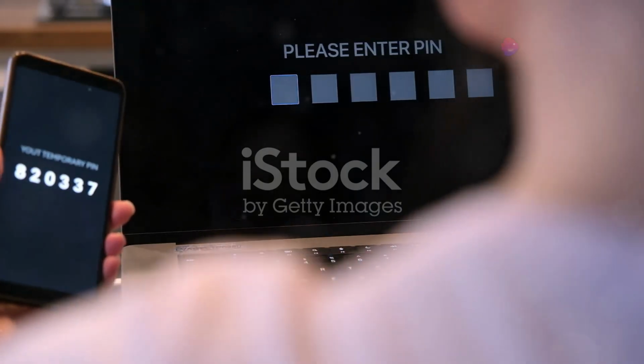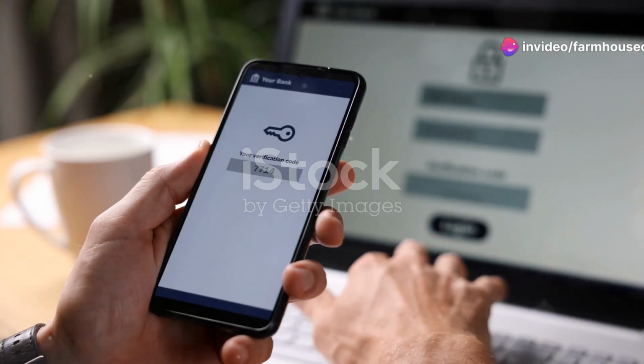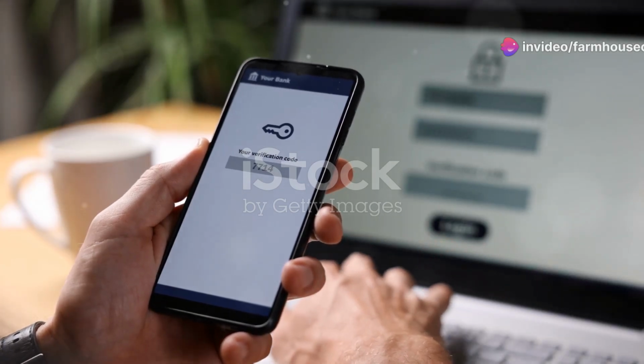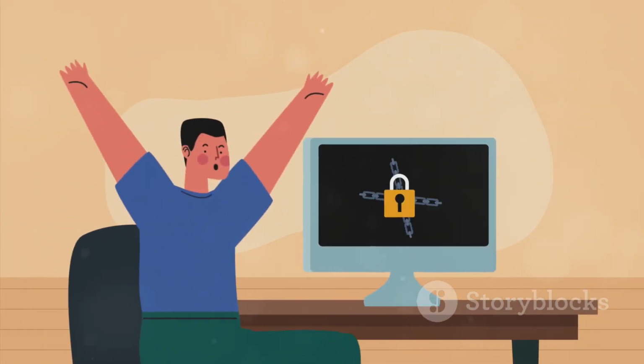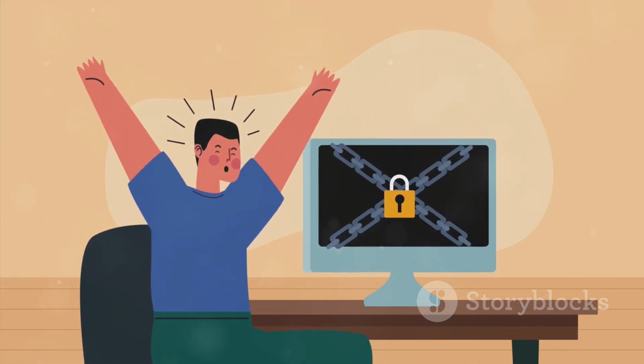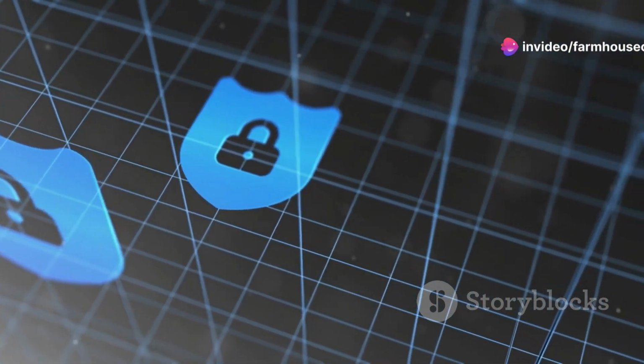Another tip is to enable two-factor authentication, or 2FA. This adds an extra layer of security by requiring a second form of verification. Even if a hacker gets your password, they would still need the second factor to access your account. This significantly reduces the chances of unauthorized access.